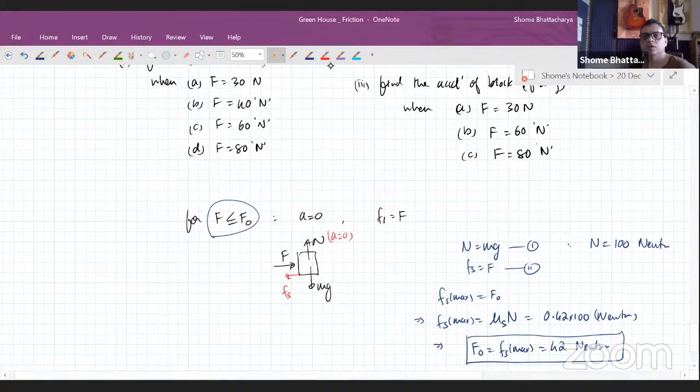Okay. So in language, we say that this is the limiting friction available. This is the limiting friction or maximum available static friction.